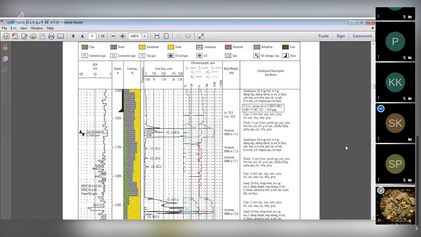Okay. So that was the reason I asked you to describe how we describe on the field. This is the basic idea of a mud logging unit and how it runs.